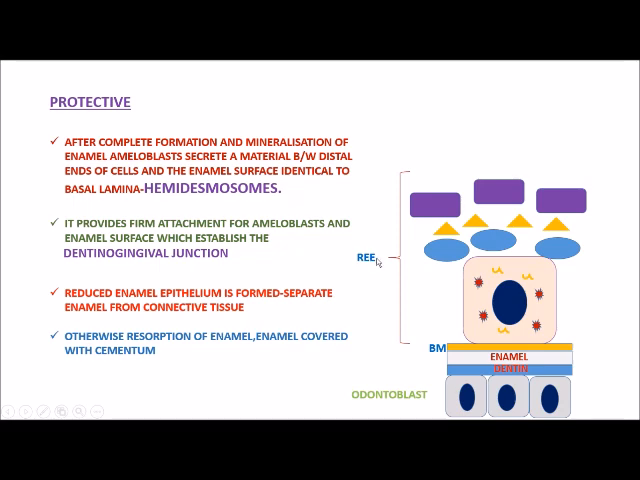And the function of reduced enamel epithelium is the protection of the newly formed enamel. It separates the newly formed enamel from the surrounding connective tissue. When the enamel is in contact with the connective tissue, the resorption of enamel can occur and the cement may be deposited over the enamel. So, the function of reduced enamel epithelium is the protection of newly formed enamel.